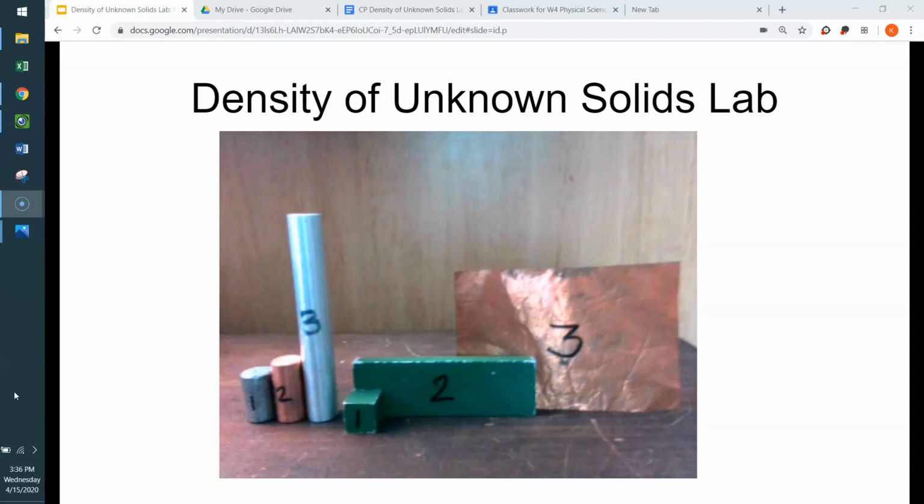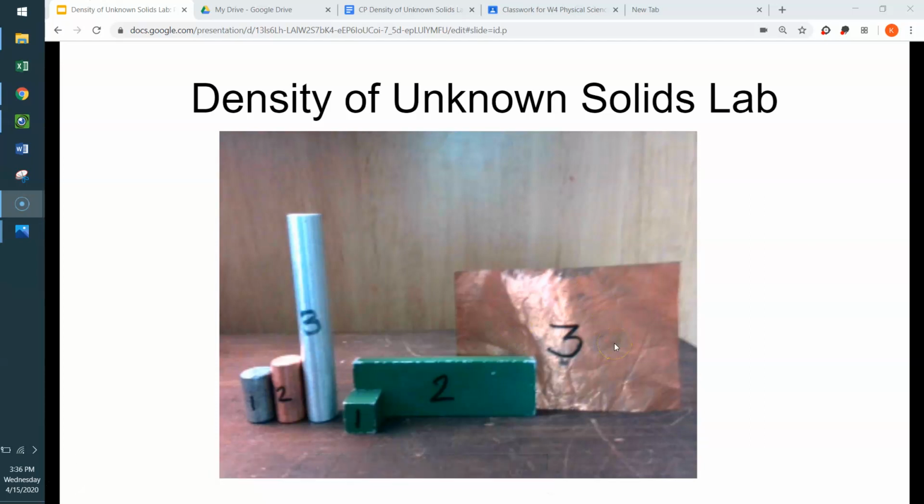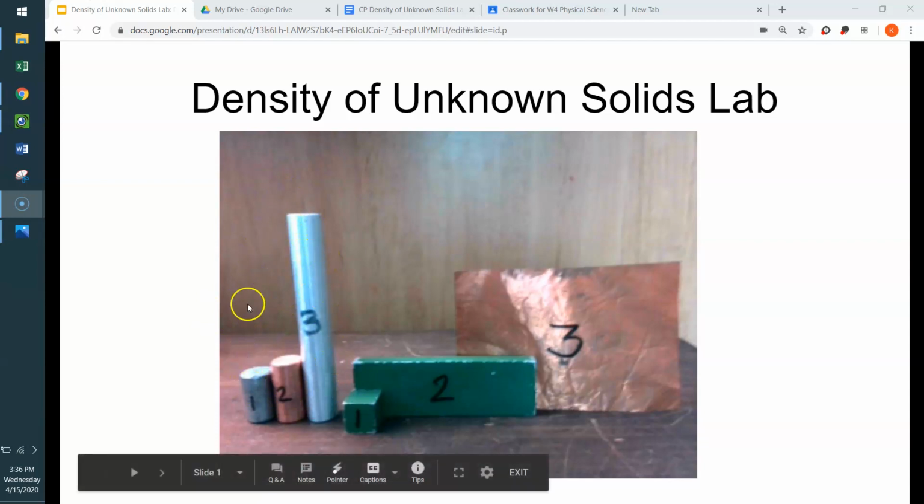So you can see in the picture right here we have 6 different objects. 3 of them are irregularly shaped, 1, 2, 3 cylinders. 3 of them are regularly shaped, 1, 2, and 3 not cylinders. So today we're going to be working solely with these 3 cylinders.